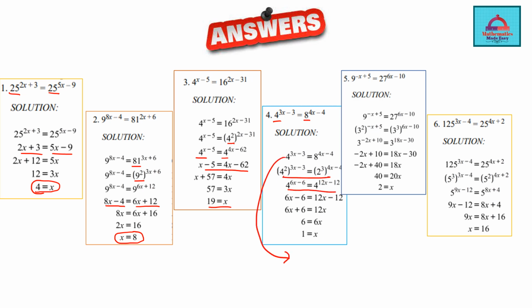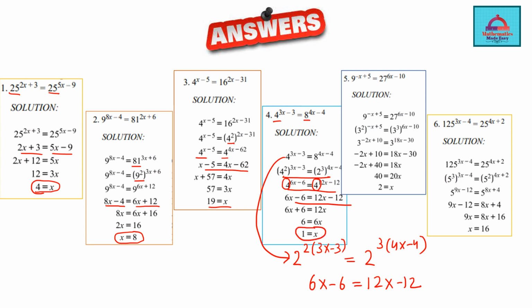Let's do it here. So 4 can be written as 2 square. So 2 square to the power 3x minus 3 and 8 can be written as 2 cube. So 2 cube to the power 4x minus 4. Now because the bases are both 2, the powers are going to be equal. So 6x minus 6 is going to be equal to 12x minus 12. Now comes this step. So instead of this 4 which is given wrong here, it will be 2. Now you solve for x and your x comes out to be 1.